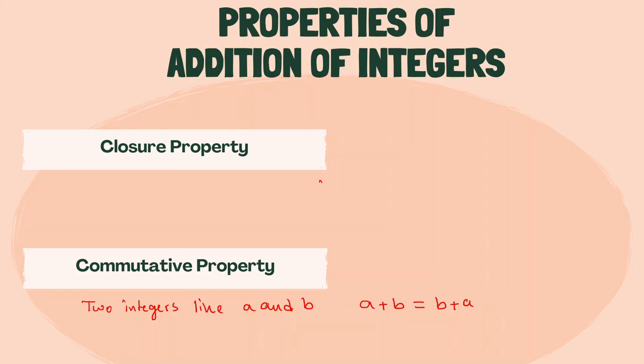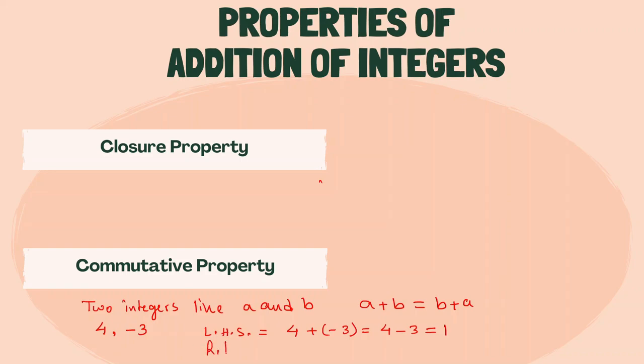So take any two integers like 4 and minus 3. So for the left hand side, what will we see? We will see 4 plus minus 3 equal to what? 4 minus 3, plus minus becomes minus. So 4 minus 3 equal to 1.